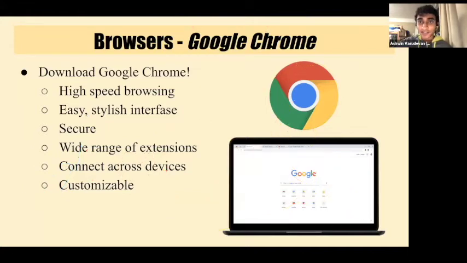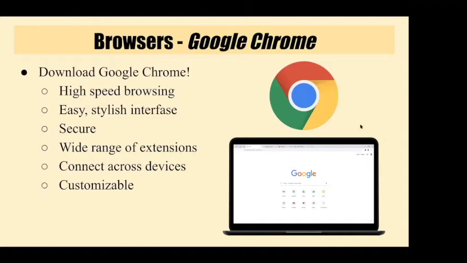Okay, so the next topic we're going to be talking about is browsers, in particular Google Chrome. Google Chrome is a high-speed, stylish interface. It's very secure with a wide range of extensions. A really important thing about Google Chrome is that you can connect it across different devices. If you open Google Chrome on your phone, your iPad, your computer, or someone else's device, you should still have access to all your documents, all your email, everything.